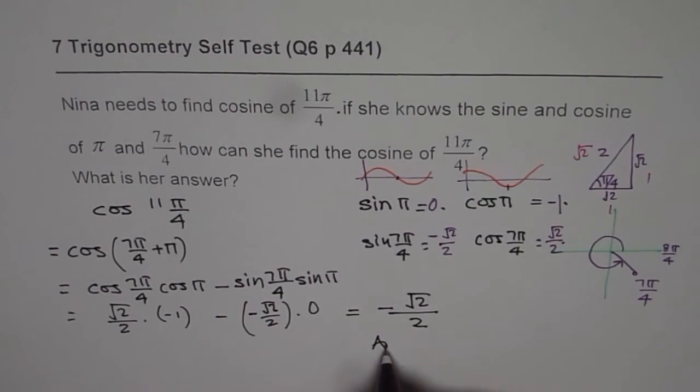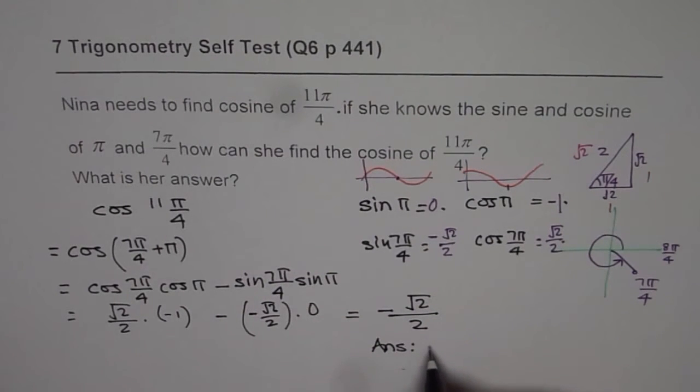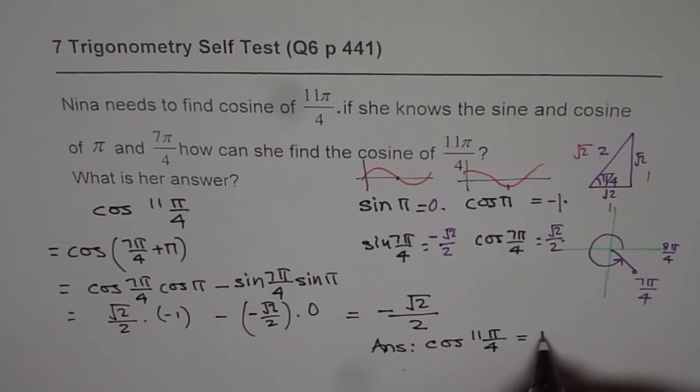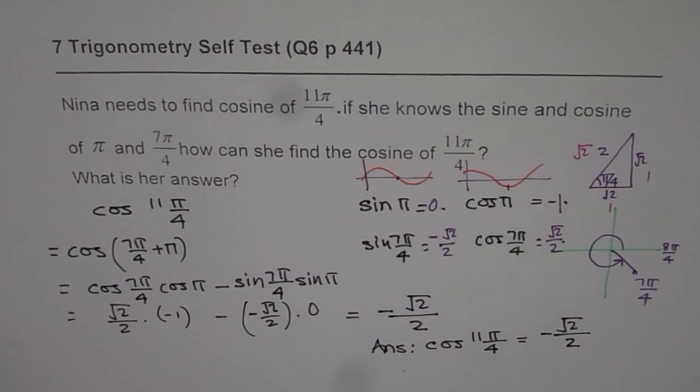Therefore our answer is that cos of 11 pi by 4 is indeed equal to minus square root 2 over 2, correct? So that is how you can solve this question. I hope that makes sense. Thank you and all the best.